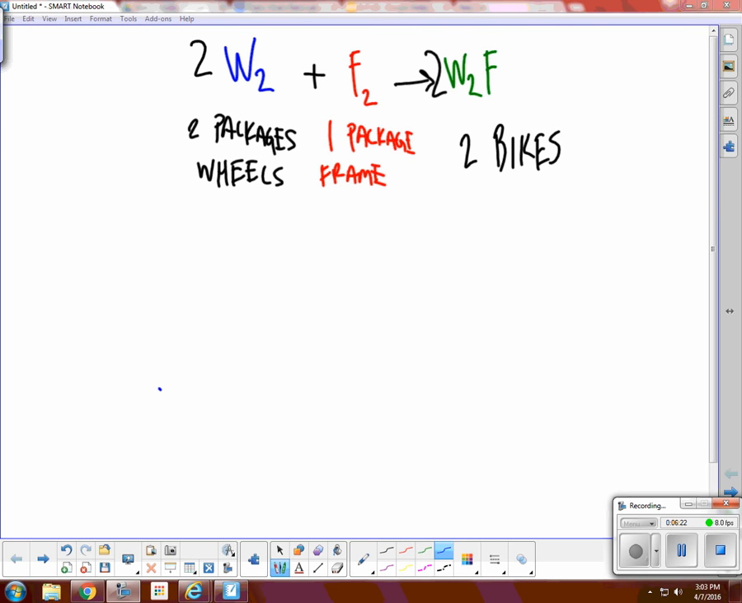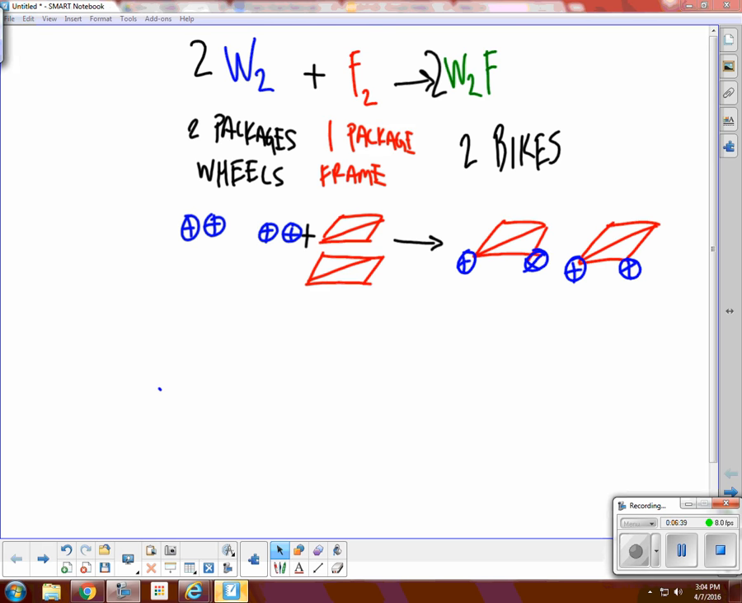Another way to think of this is visually. If you had 2 packages of wheels and 1 package of frames, oh, I drew that wrong. You could produce 2 total bikes. So there's our balanced equation.